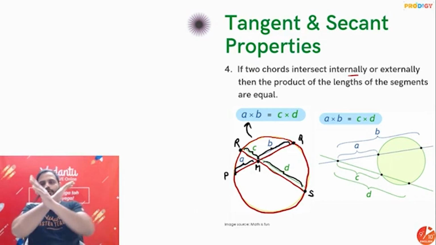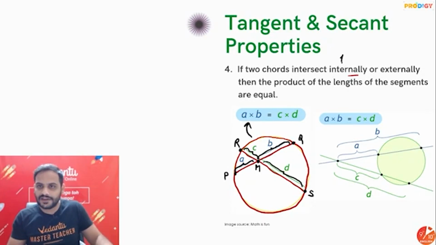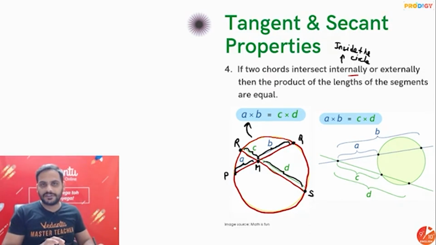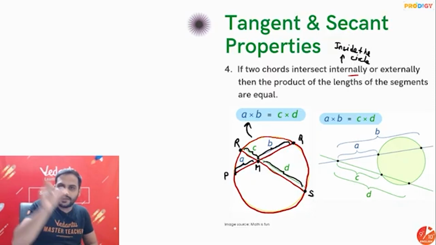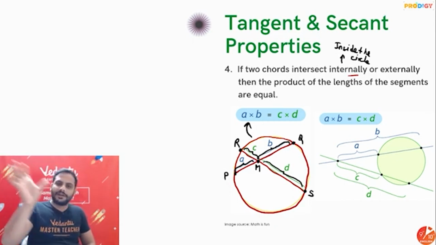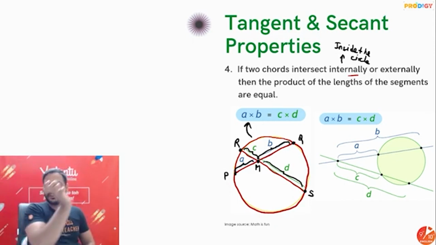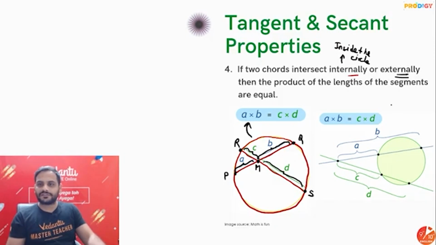That means when two chords intersect each other internally, inside the circle, the segments in which they divide each other have the same product. The first chord PQ is divided into segments of length A and B. The second chord is divided into C and D. Their product will be the same: A into B is equal to C into D. That is the first theorem.